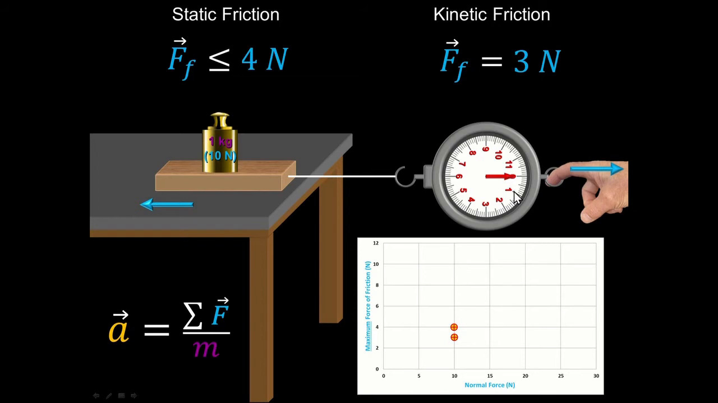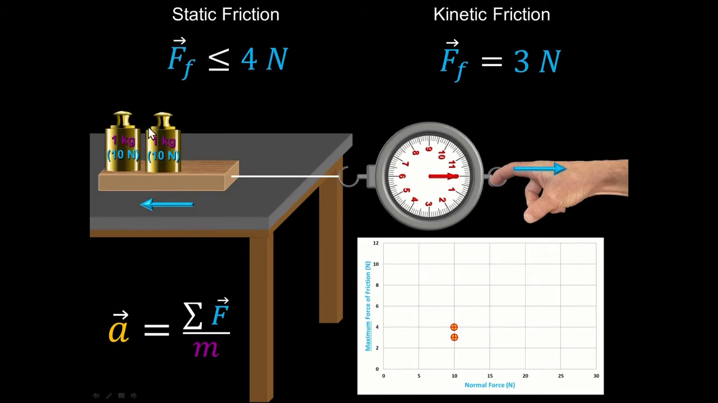If I pull with 1, friction's 1. Pull with 2, friction's 2. Pull with 3, friction's 3. But if I pull with more than 4, friction couldn't supply any more. So the force of friction in this case was always less than or equal to 4 newtons.